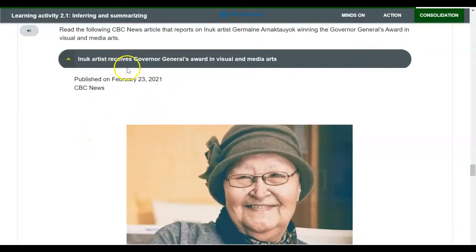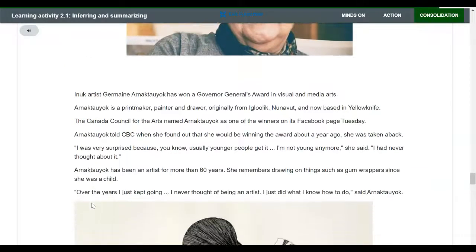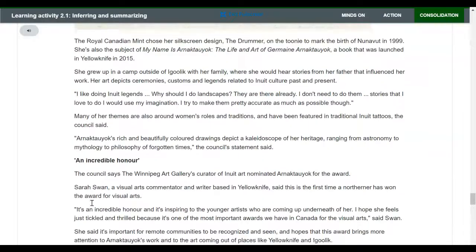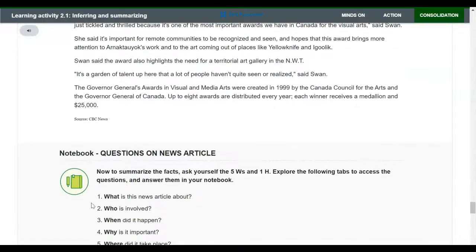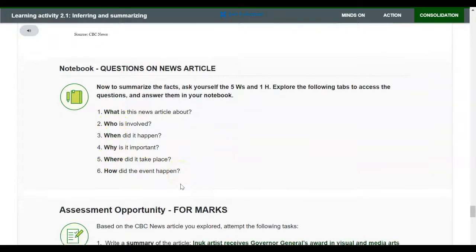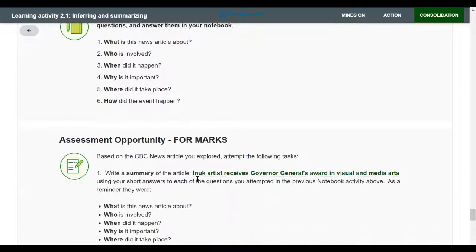Inuk artist receives Governor General's Award in Visual and Media Arts. So go through and read the newspaper article. You can look at the picture, you can see what you can infer. And then in your notebook, answer the what, who, when, why, where, and how. All right, and you can use the examples from what I just showed you above to help you answer.